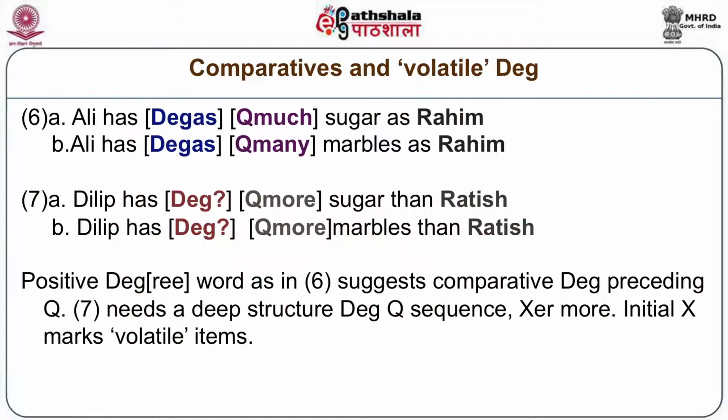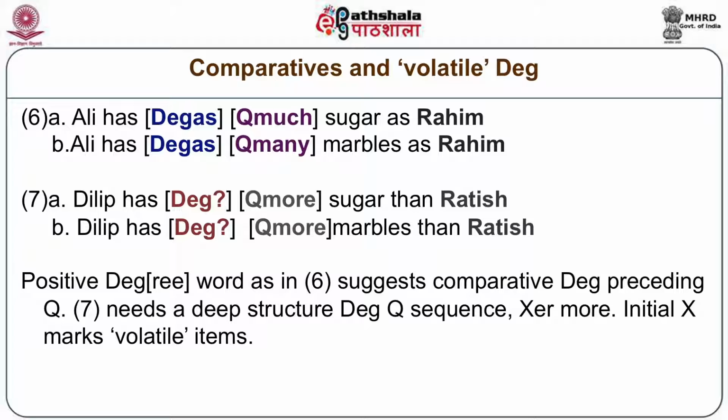Now we come to the heart of the difficulty. Well, not to the heart of the difficulty, but we move towards the heart of the difficulty by comparing Ali has as much sugar as Rahim and Dilip has more sugar than Ratish, which are simple comparison examples. With the double comparison example, Ali has as much more sugar than Ratish as Dilip. In this structure, with double comparison, Ali has as much more sugar than Ratish as Dilip.